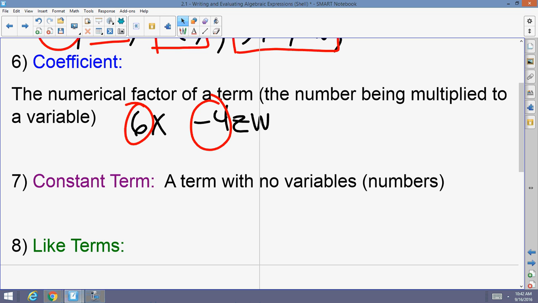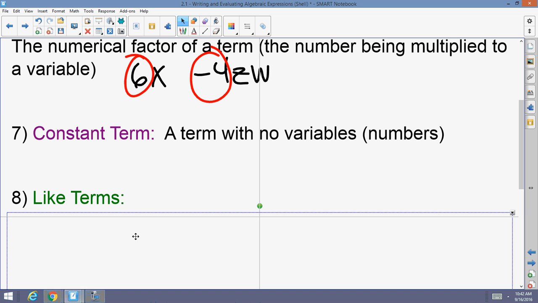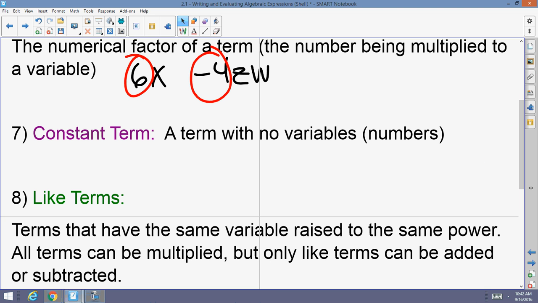Now, like terms. I like to teach it like you're going to a grocery store. If you go to the grocery store and you get 5 apples, but then you keep going down the aisle and you buy 5 bananas, do you have 10 apples? Do you have 10 bananas? Why? Because you can't add apples and bananas. They're different things, right? Well, if you get that, guess what? You got like terms. Like terms, literally, are terms that have the same variable raised to the same power.